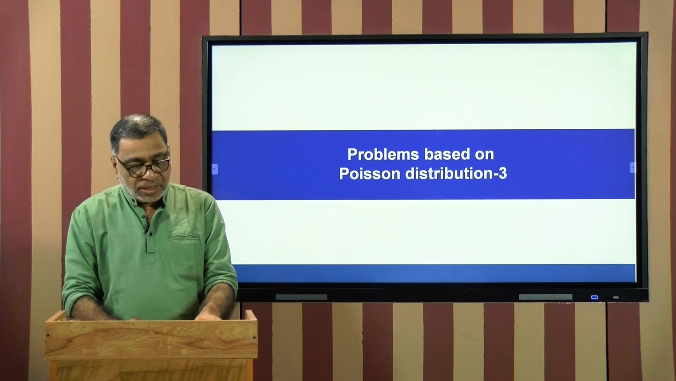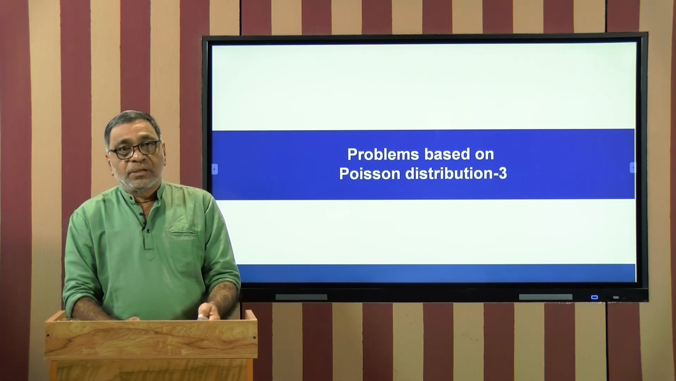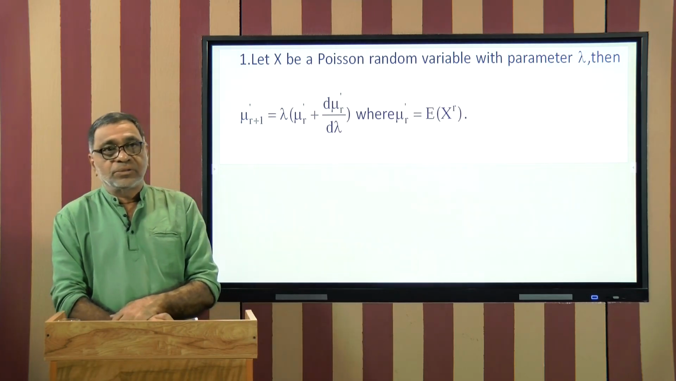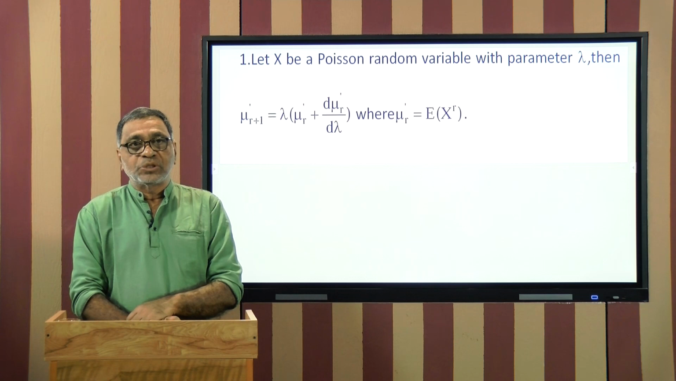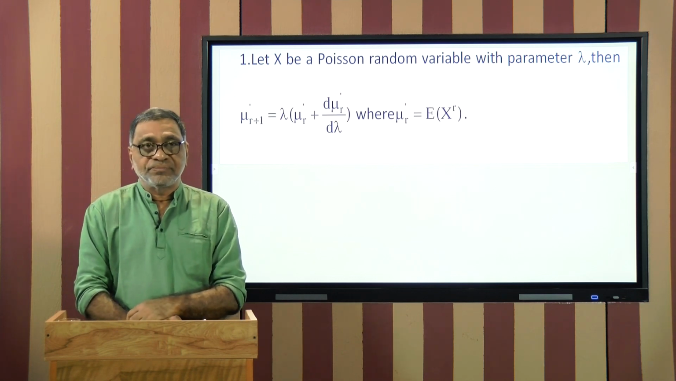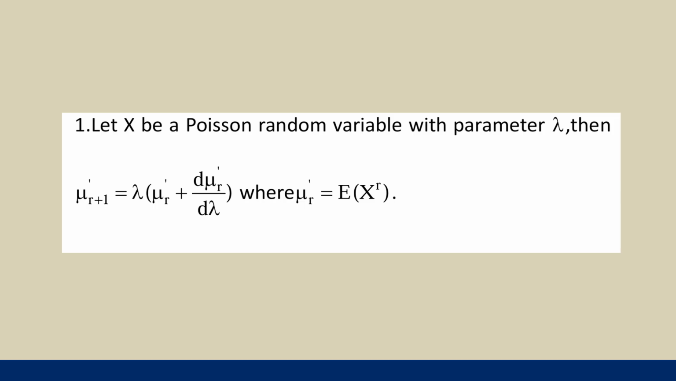And here we consider one recurrence relation, how to derive this recurrence relation for a Poisson random variable. This is the first problem we are discussing here. See, x is a Poisson random variable with parameter lambda given to you.